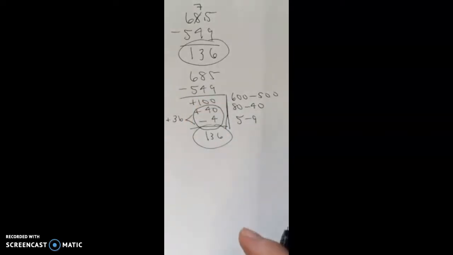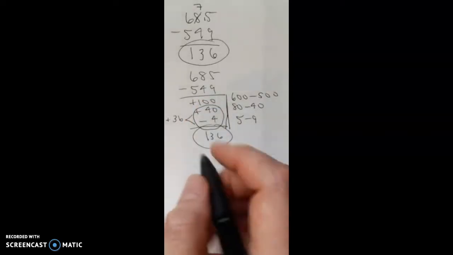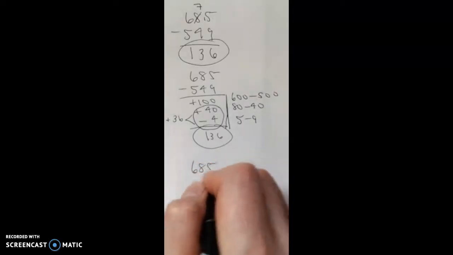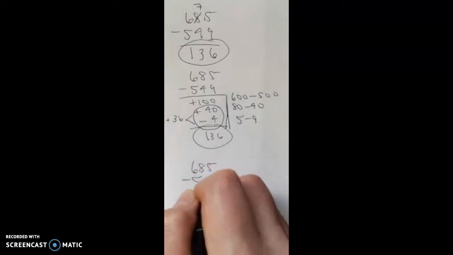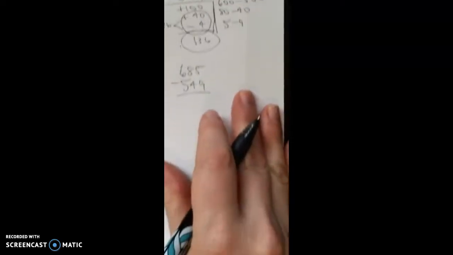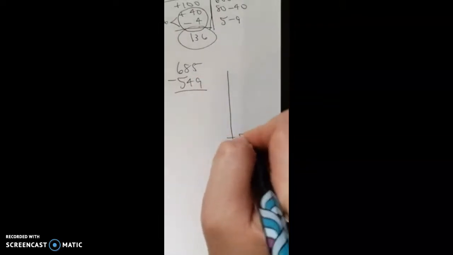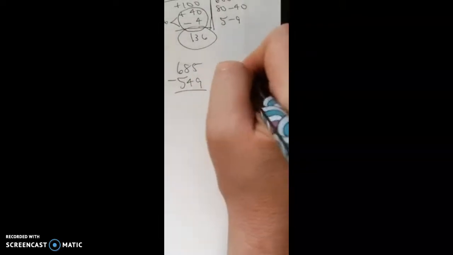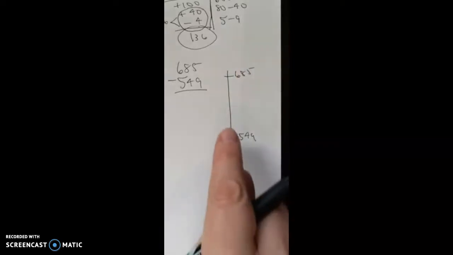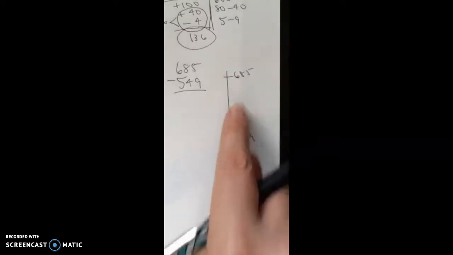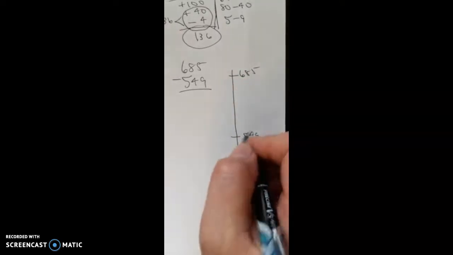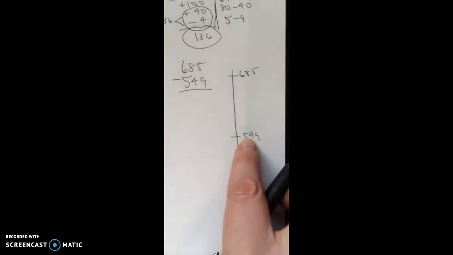All right, let's look at adding on. So adding on, I have 685 minus 549. And again, if drawing a vertical number line helps you a little bit, you can do that. So you have 549 and you have 685. And this is kind of, you're trying to add on until you build up to that number. So you're not starting at 0, you're starting at 549.